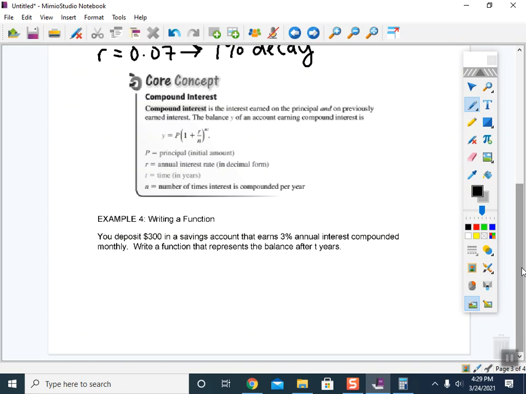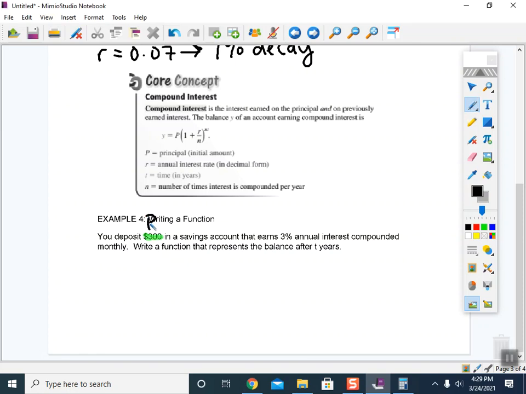So you deposit $300 in a savings account. Right away, I am noticing I have this $300 right here, and that seems important. Okay, I have $300. That $300 is what I am putting into the bank. So that $300 is my principal.